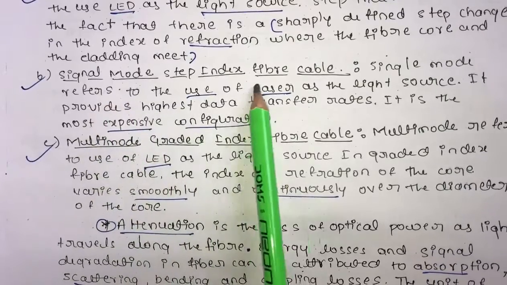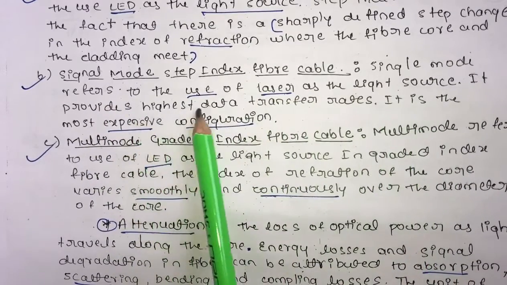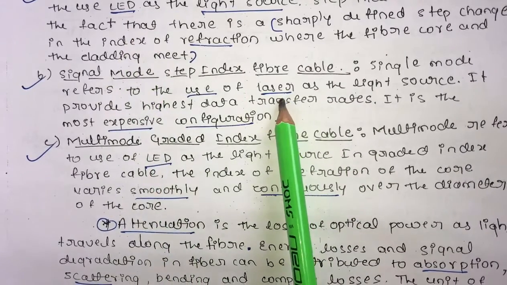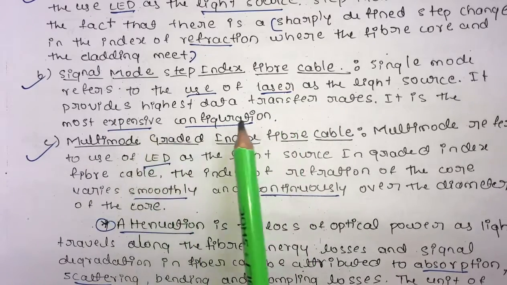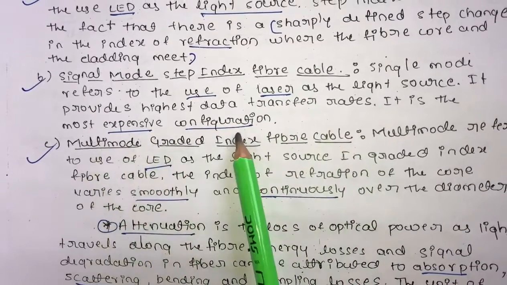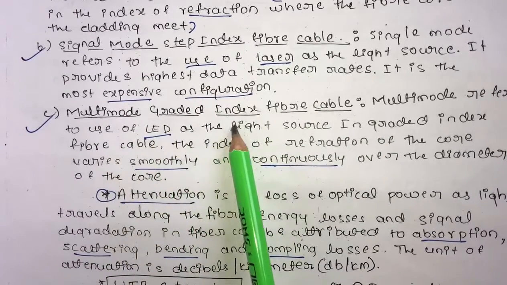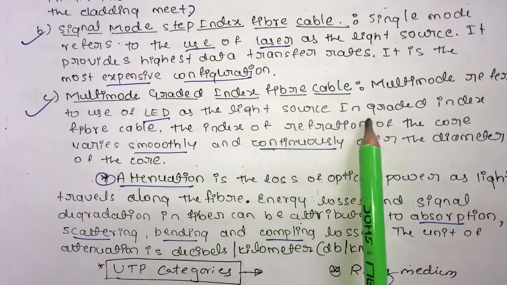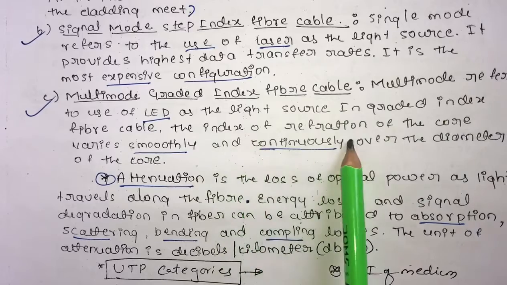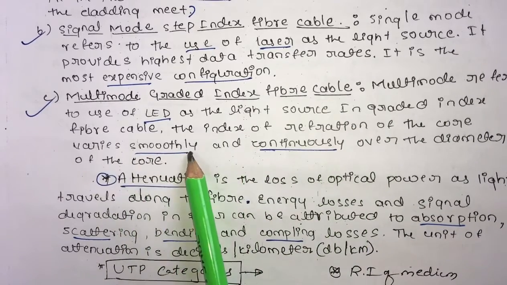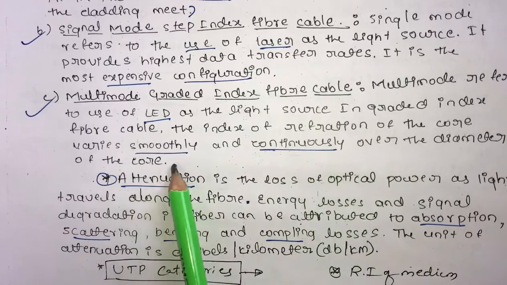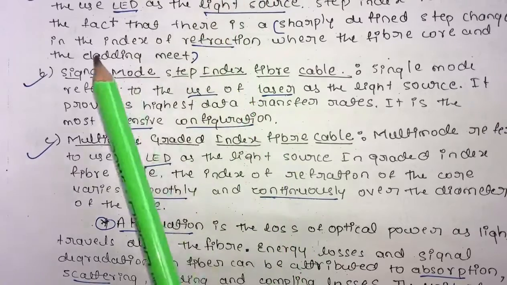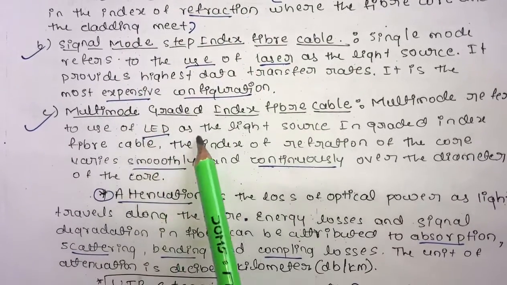And we have the single mode step index fiber cable. Here single mode refers to the use of a laser as a light source, whereas multi-mode is LED. It provides the highest data transfer rates, and it is the most expensive configuration. And in the multi-mode graded index fiber cable, multi-mode refers to the use of an LED as the light source, but in the graded index cable, the index of refraction of the core varies smoothly and continuously over the diameter of the core. So these are three types: multi-mode step index fiber, single mode step index fiber, and multi-mode graded index fiber cable.